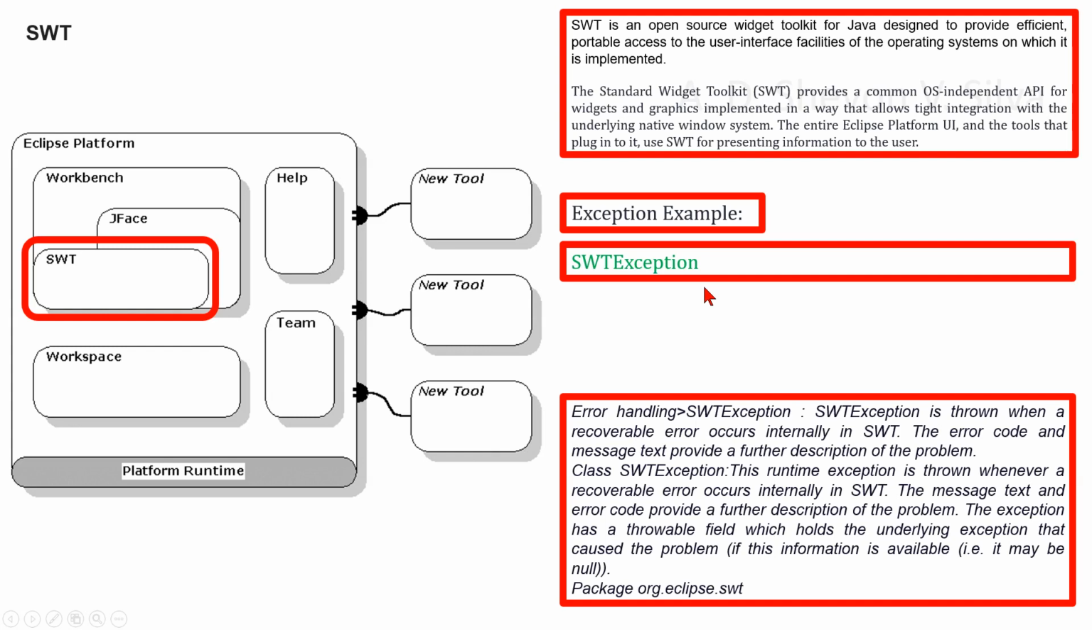SWTException is thrown when a recoverable error occurs internally in SWT. The error code and message text provide further description of the problem. SWT remains in a stable state after throwing the exception. For example, this exception is thrown when an SWT call is made from a non-UI thread.